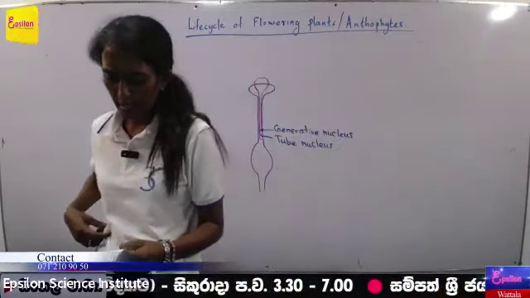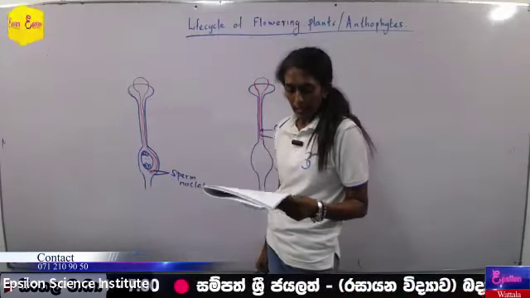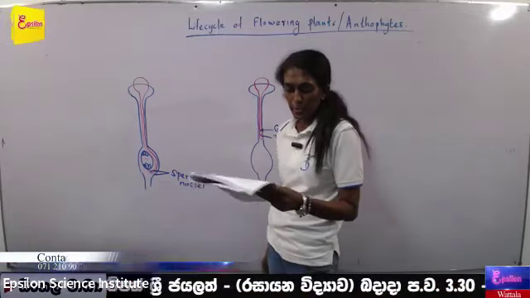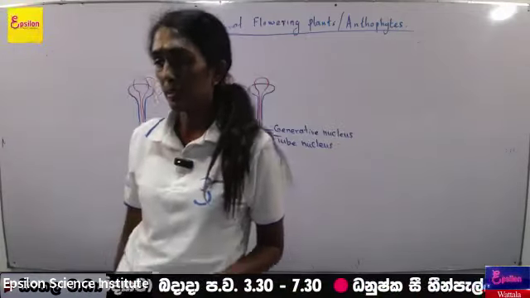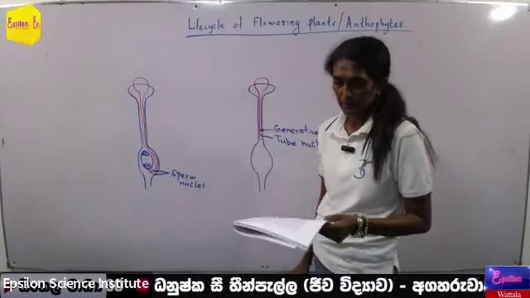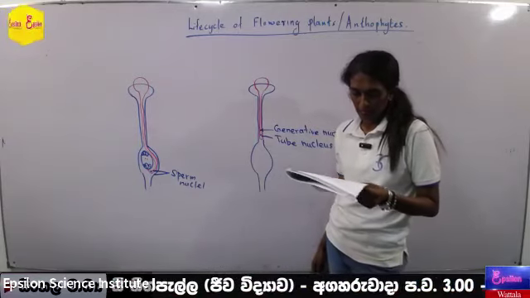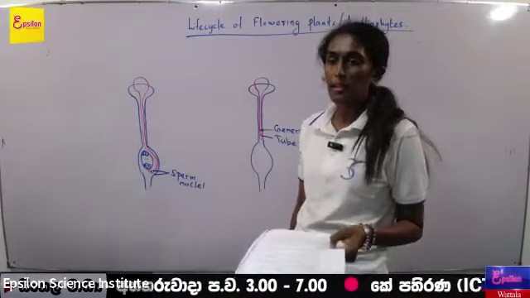Sporophyte produces the reproductive structures called flowers. At that point also, use a pencil and write there. Sporophyte can be monoecious or dioecious. That means unisexual or bisexual.